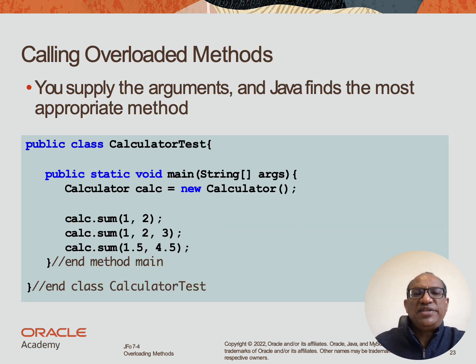Now, when you call calc.sum(1, 2), it goes to the int version. calc.sum(1.5, 2.5), it goes to the double version. calc.sum(1, 2, 3), it goes to the 3 int version. Java matches your code with the closest matching signature.